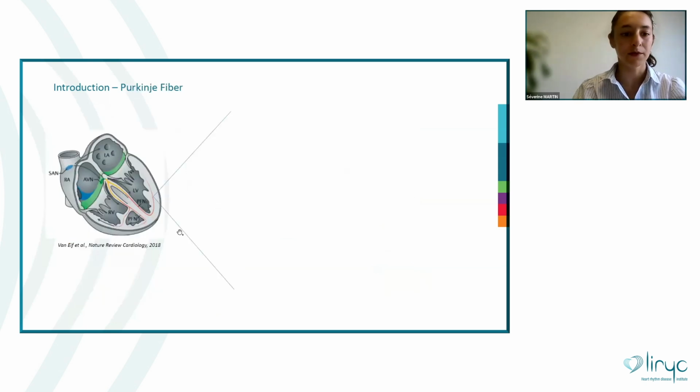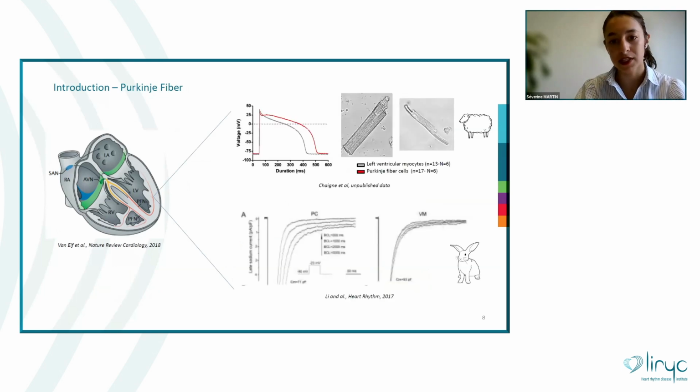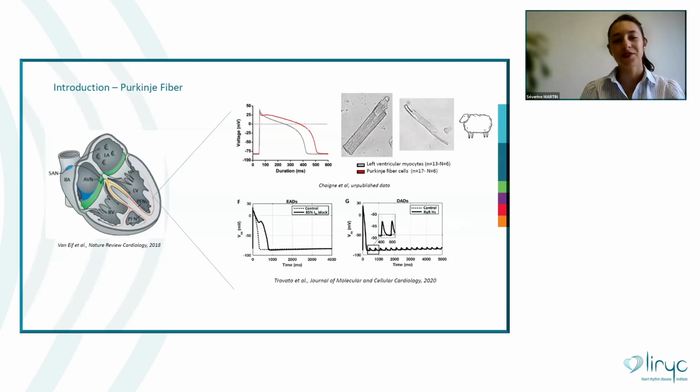Purkinje fibers are part of the ventricular conduction system. As you can see here on this cartoon, they are represented in red. And this arborization allows a faster conduction of the electrical signal from the sinus node to the myocardium. Nevertheless, they are poorly studied due to their low representation inside the heart and the difficulty to isolate them. Nevertheless, some teams have had success isolating them and characterizing their electrophysiological properties.